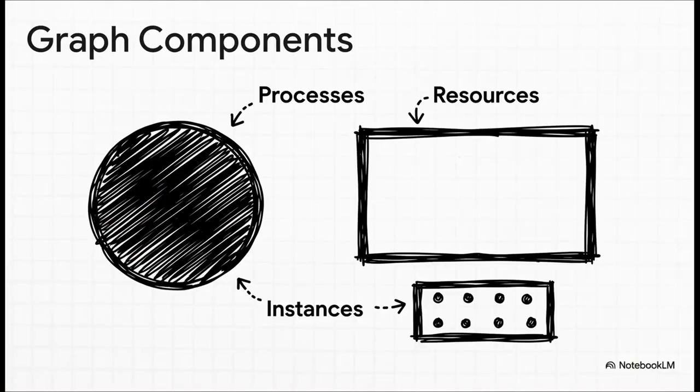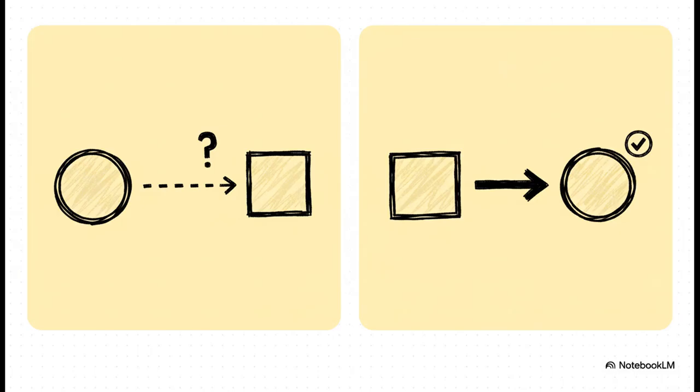The map uses a really simple visual language. The processes, the active programs, are shown as circles. The resources they need, like a CPU or a file, are shown as rectangles. And if there's more than one of a certain resource, say 2 printers, we show them as little dots inside that rectangle. And the arrows tell us what's going on. If an arrow points from a process to a resource, that's a request edge. It means, hey, I need this. If the arrow points from a resource to a process, that's an assignment edge. It means, okay, you've got it. It's a super clear way to see the entire flow.